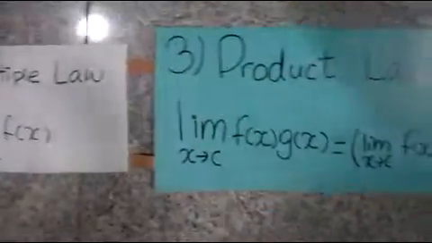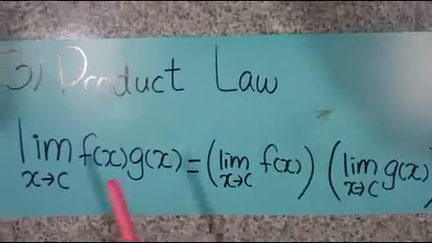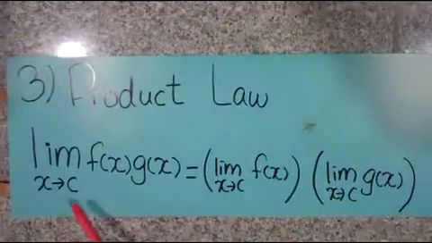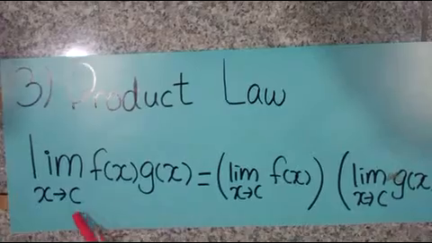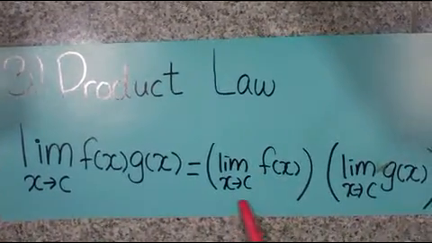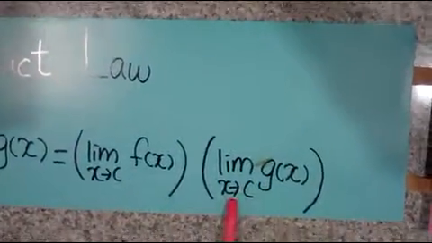The product law, similar to the sum law: the multiplication of f(x) and g(x) in the same limit can be separated as you see. The limit of f(x) times g(x) as x approaches c equals the limit of f(x) as x approaches c multiplied by the limit of g(x) as x approaches c.